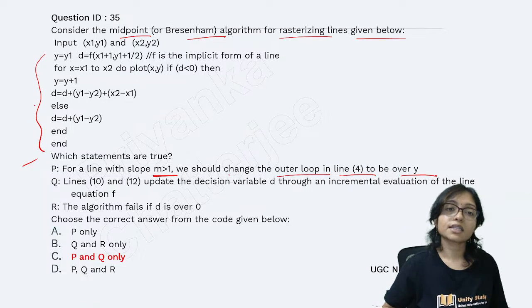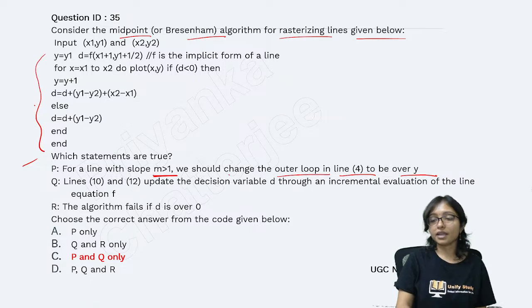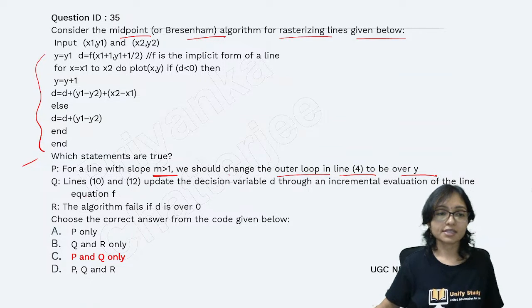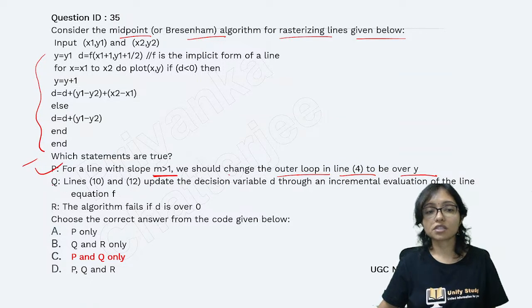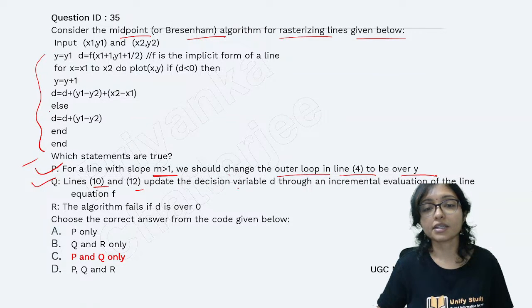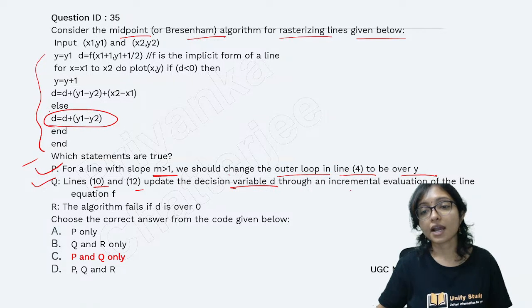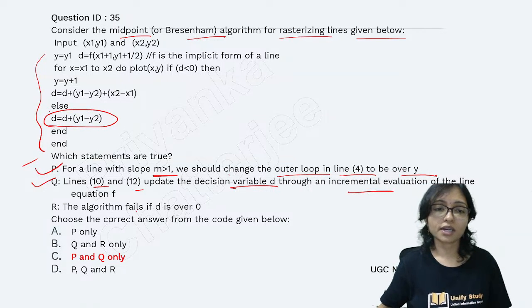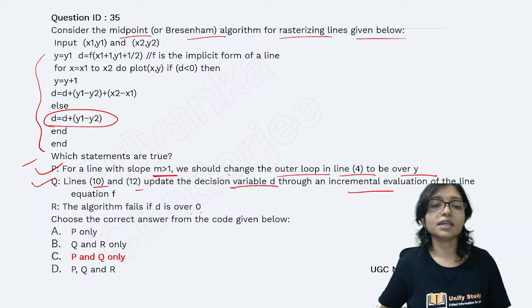Whenever we did the Bresenham algorithm, we learned that yes, this is correct, because according to this the loop will be changed. Then lines 10 and 12, you have to count line 10 and line 12, update the decision variable d. This is the decision variable d at the incremental value. That is also correct.